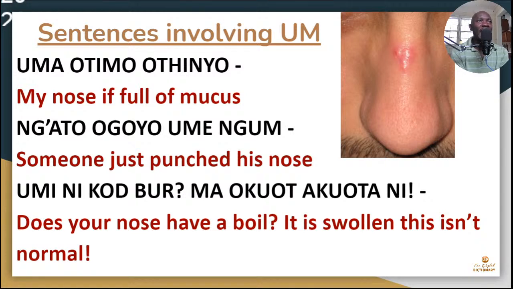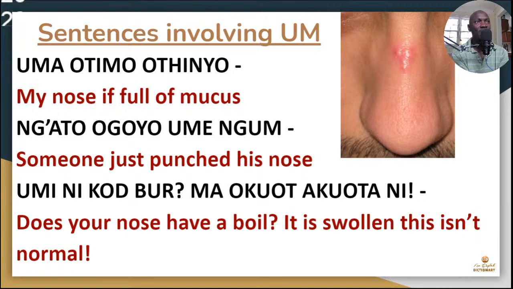Then ngato ogoyo ume ngum. So someone has punched his nose. His nose has a punch. It's been punched up.